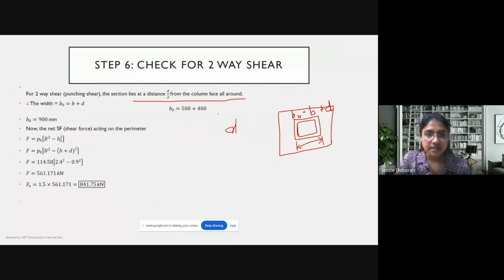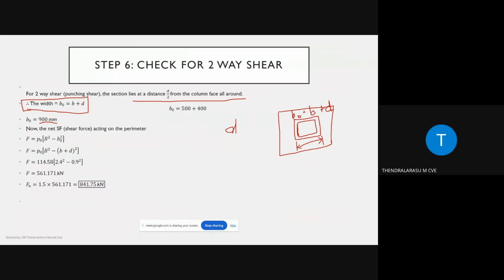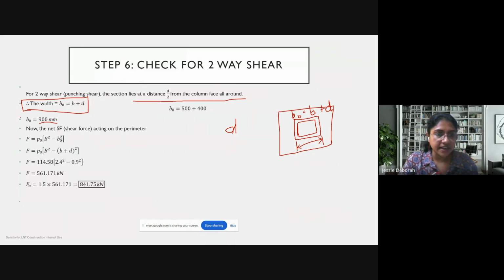Now here there is a punching shear that happens. So the width is b naught is equal to b plus d. Now b naught is 900. Correct? How is it 900? Can someone explain why b naught is 900?